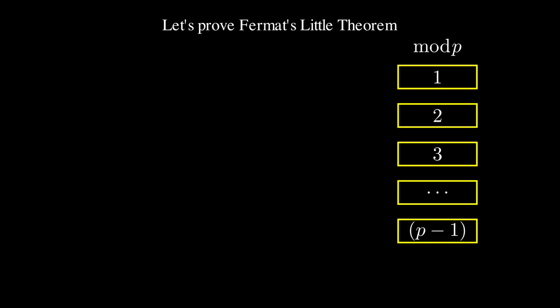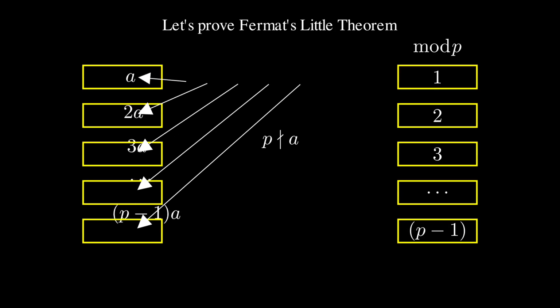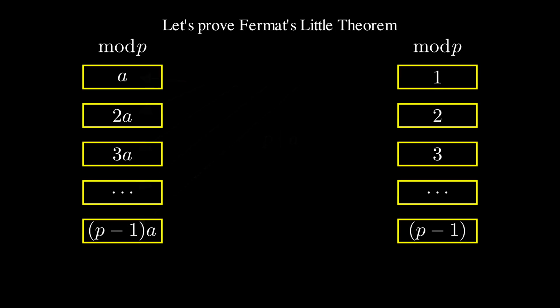We're going to do a similar thing. We're going to create a new list of all the multiples of a from 1 times a to p minus 1 times a. And we are choosing a such that p does not divide a. And again, we're going to separate them into different boxes. And it's not necessarily clear why we're doing this time because we don't know if each element is distinct modulo p. But that is what we're going to prove very soon. So now these are the main 2 sets we're going to work with for the proof of Fermat's little theorem.